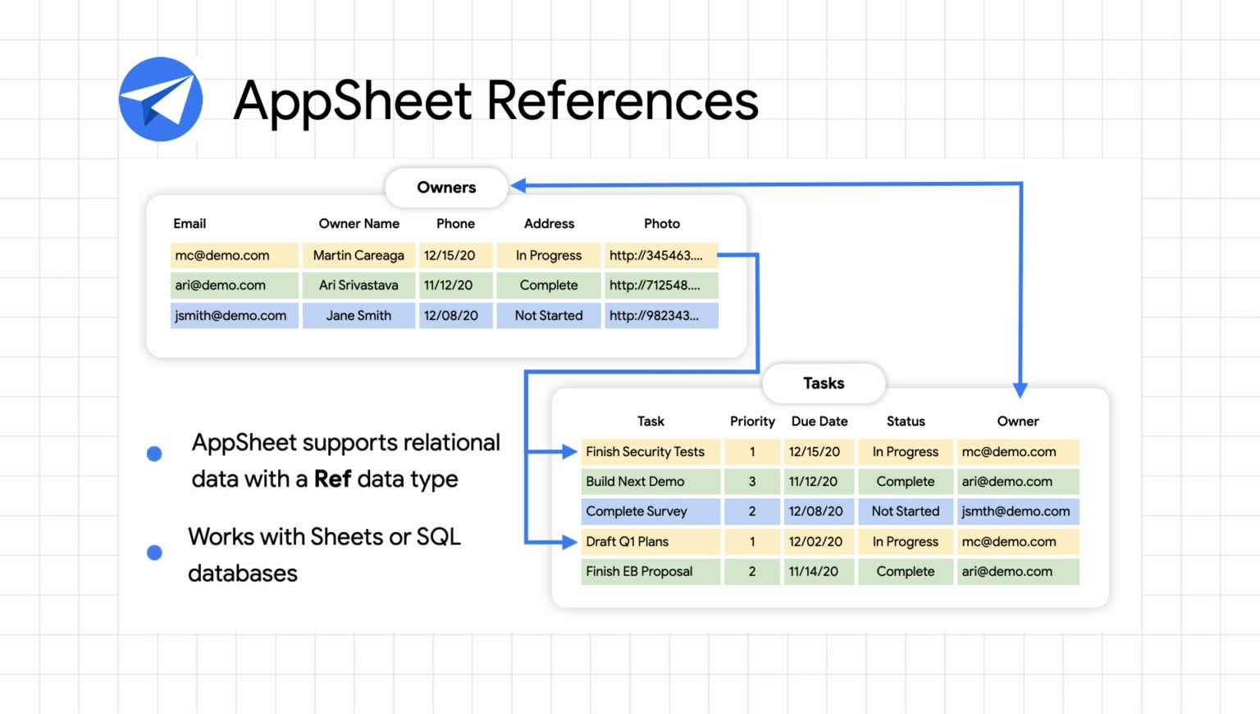For the ref column to work, though, it needs to have the same name as the other table it's referring to. You'll see in a moment that AppSheet can automatically recognize relations in data and apply references automatically. Incidentally, this works the same with either Sheets or SQL databases. Let's now return to our Tasks demo app and extend it with a new owners table.